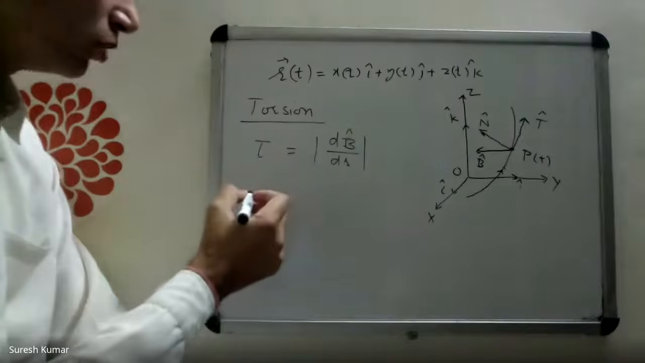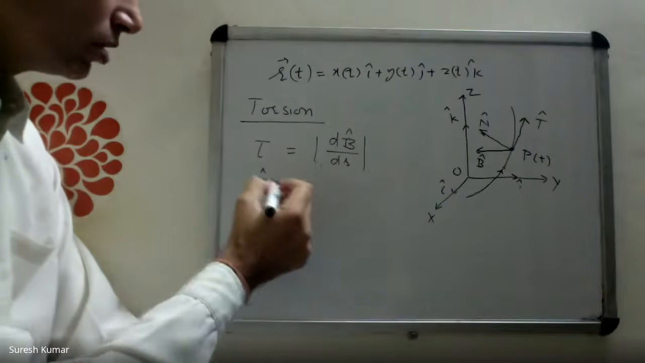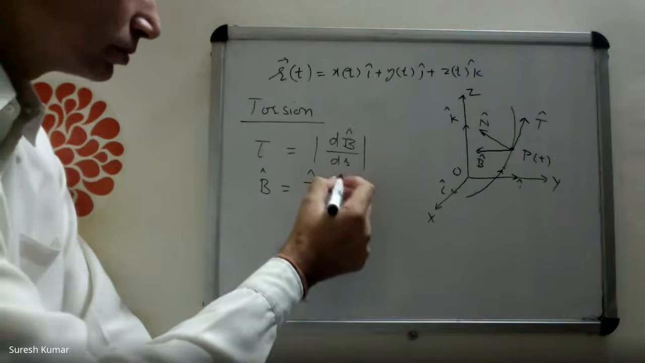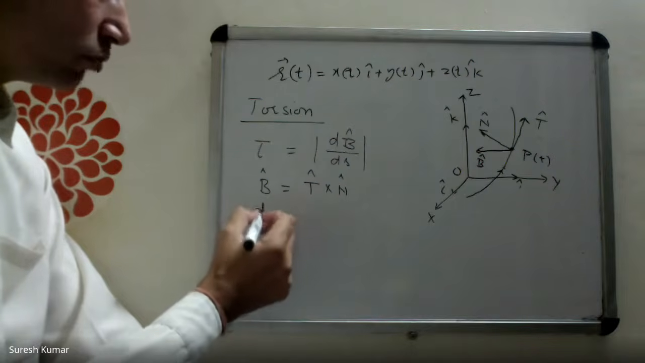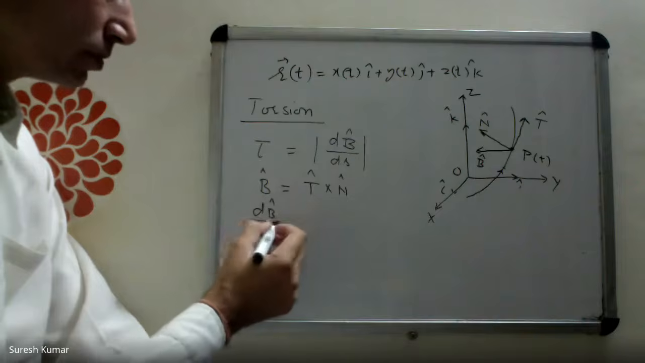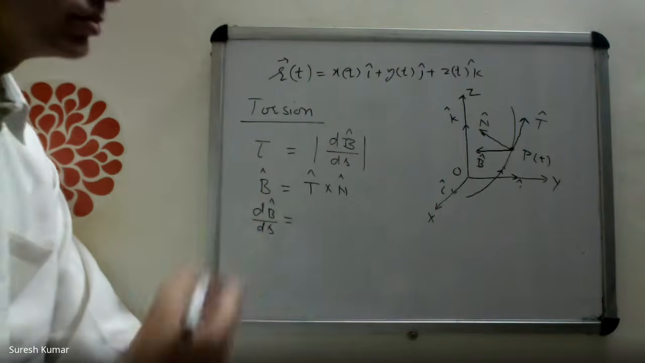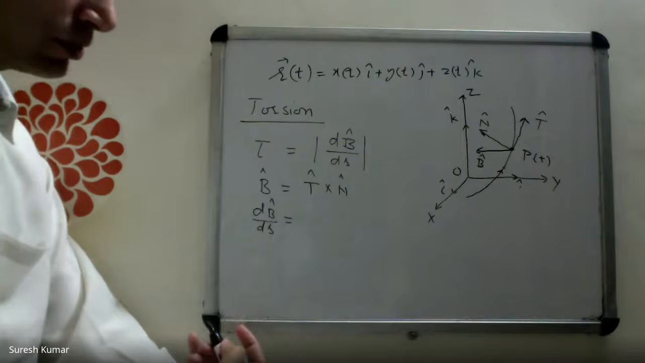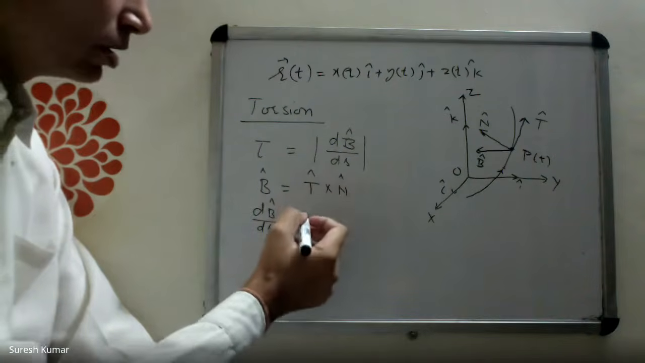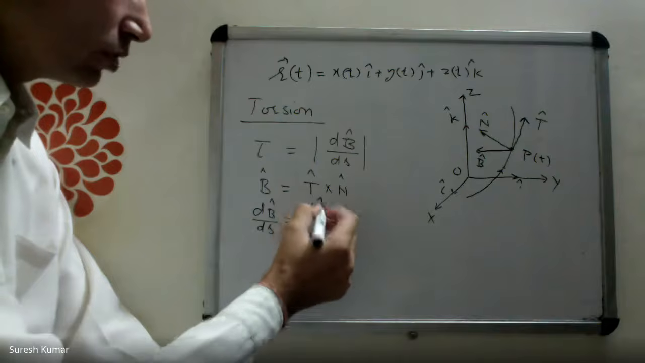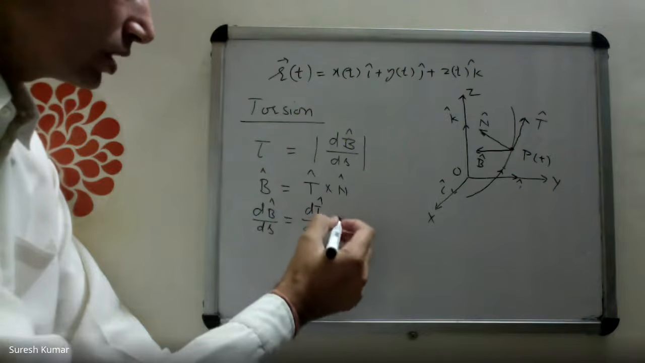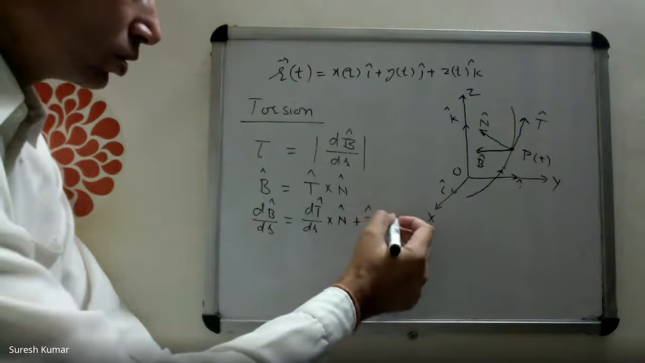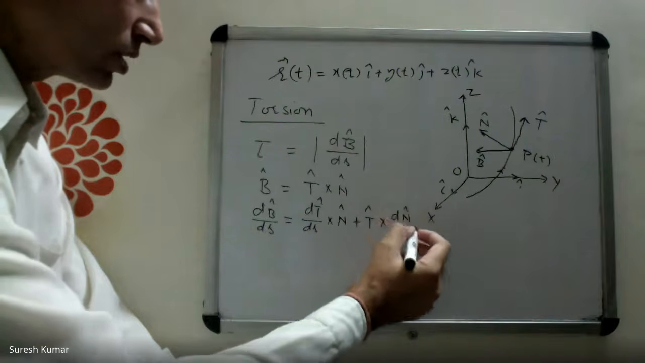Let me tell you how. You know this formula already. B cap equals T cap cross N cap. If I differentiate both sides with respect to s, here I can apply the rule of cross product for differentiation. So what can I write? dt cap over ds cross n cap plus t cap as it is cross dn cap over ds.